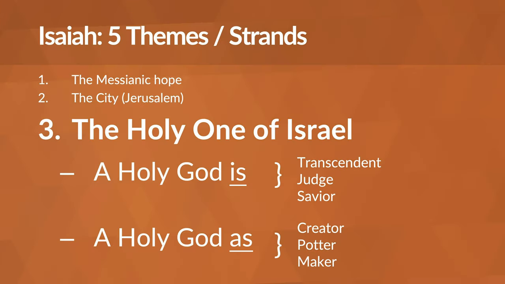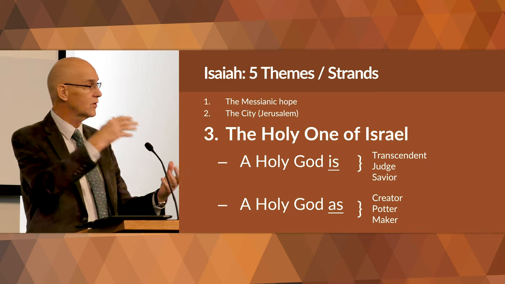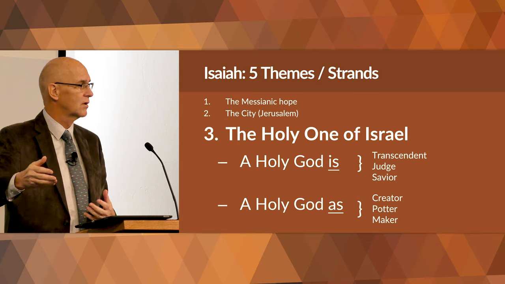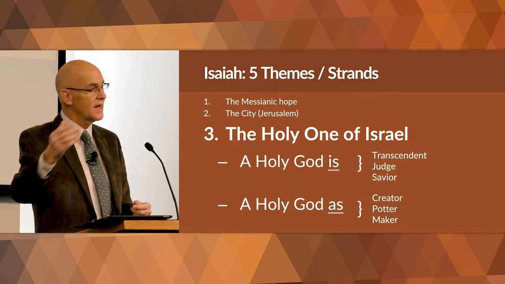The third strand is the Holy One of Israel, the third theme. Here he's talking about God, and he's focusing on the holiness of God. And he says a holy God is a variety of things. A holy God is transcendent, meaning God is beyond what we see here on this earth. And in his descriptions, we see an exalted vision of God. A holy God is not only transcendent, but the holy God is judge, and the judge of the people. And a holy God is a savior.